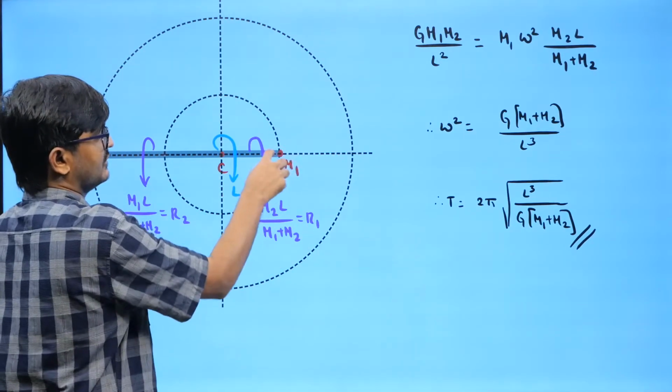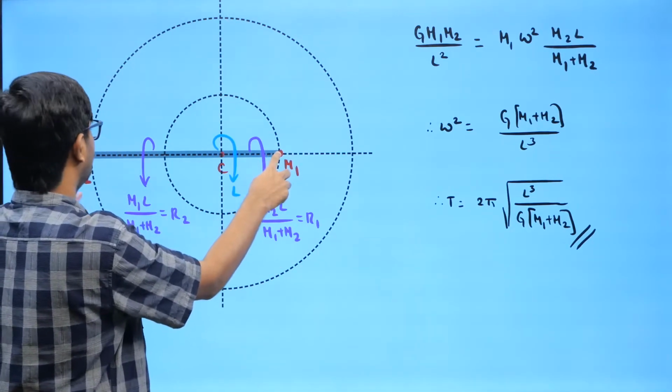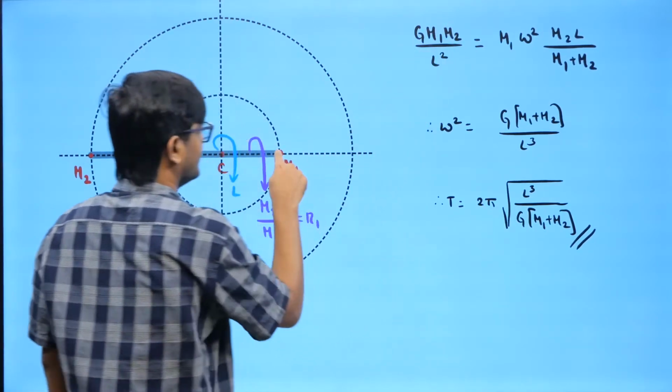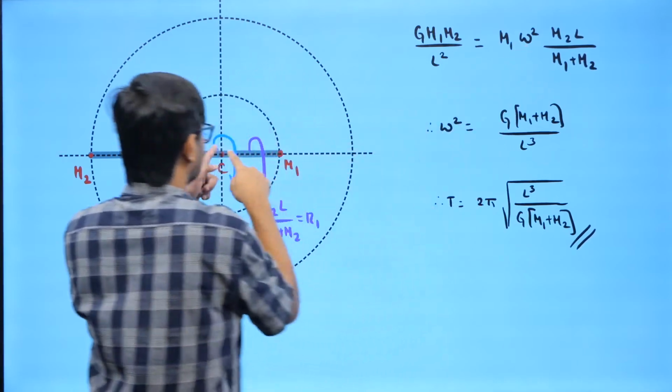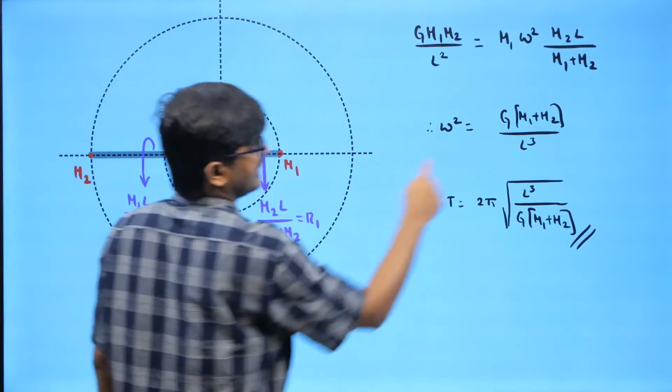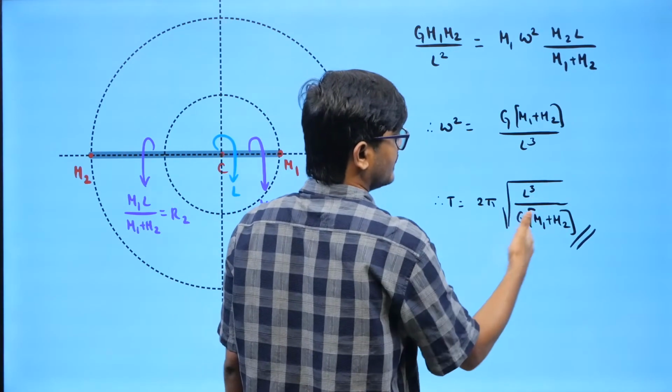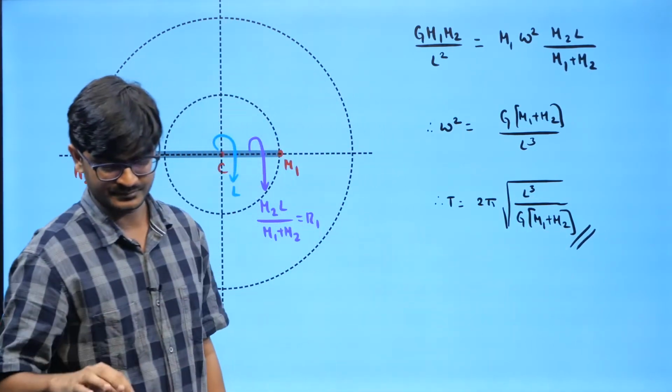So I will be writing for this object, what is the force on this object? G m1 m2 by this distance square, G m1 m2 by L square equal to m1 omega square times r1. What is r1? r1 is this value. So when you substitute and modify, you will be getting time period as 2 pi into root of L cube by G of m1 plus m2.